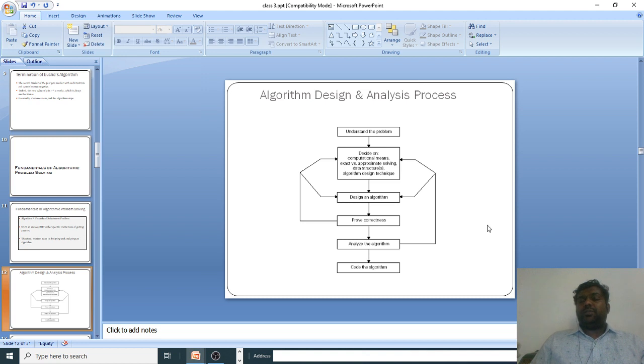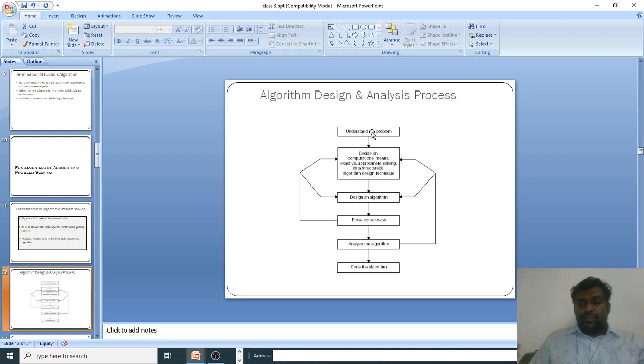This is algorithm design and analysis, where first you understand the problem. After that, you decide on the computational means: whether a problem should be solved in parallel or sequentially, whether it will yield an exact or approximate solution, which data structures are needed, and which algorithm design techniques you'll study in modules 2, 3, 4, 5. Then you design an algorithm, prove its correctness, analyze it, and finally code it.